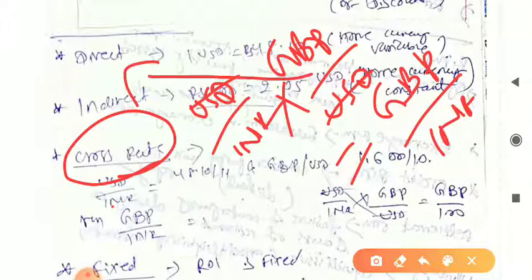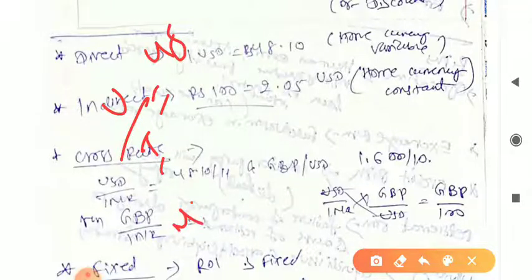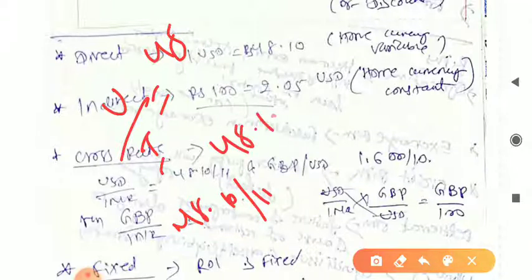From this cross rate you will get at least 1 or 2 marks. They will give some more rates. You can use this same formula and get it, right? For example, here I write U by I equal to 48. They will write 48 by 11. That means 48.11, USD and INR.